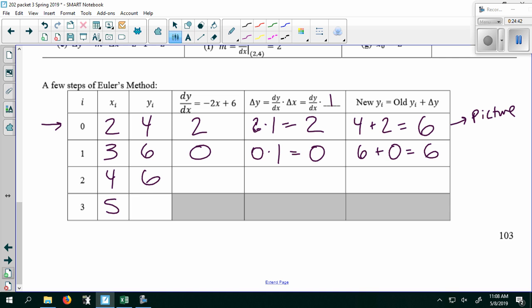Okay, we'll do one more iteration and see where we end up. So plug 4, 6 into the dy/dx formula. So -2 times 4 is -8, plus 6 is -2. Delta y is the slope times delta x, so -2. And my new y is my old y, which was 6. That's the y I was just using. Plus my change in y, -2. So my new y is 4. Put that down here. So I have 4 points now. 2, 4, 3, 6. 3, 6 I already came up with in the picture. Right? Now I have 4, 6, and 5, 4. I'm going to plot them in the picture.